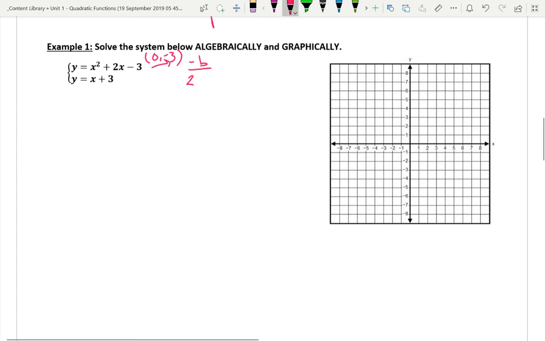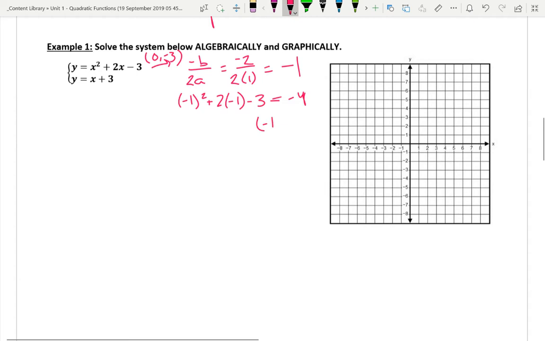So I'm going to use my vertex formula. So that will be -2 divided by 2 times 1, which will simplify to a whopping -1, right? -2 divided by 2 is -1. So then to find my y value, I'm going to substitute -1 plus 2 times -1 minus 3, and that gives me a y value of -4.